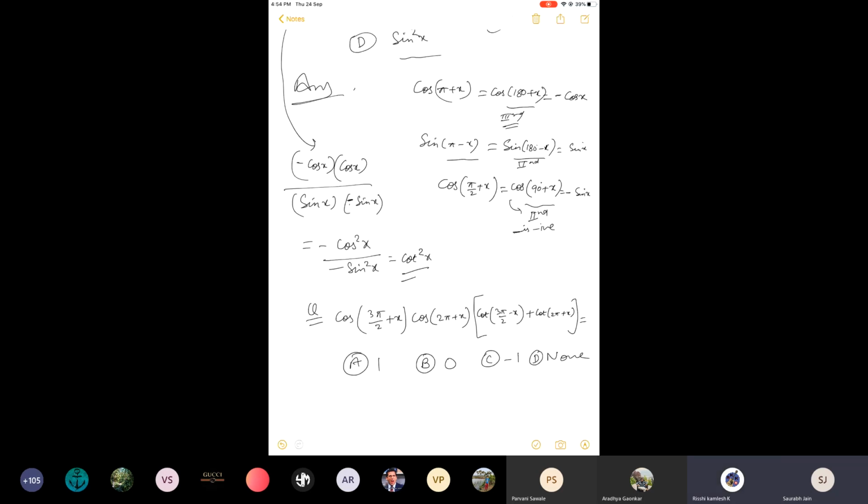So in the bracket, is it cot for both? Let me check. Yeah, in the book it is cot only. Cos in the first two terms and cot in the next two terms. Yes. Okay, sir.